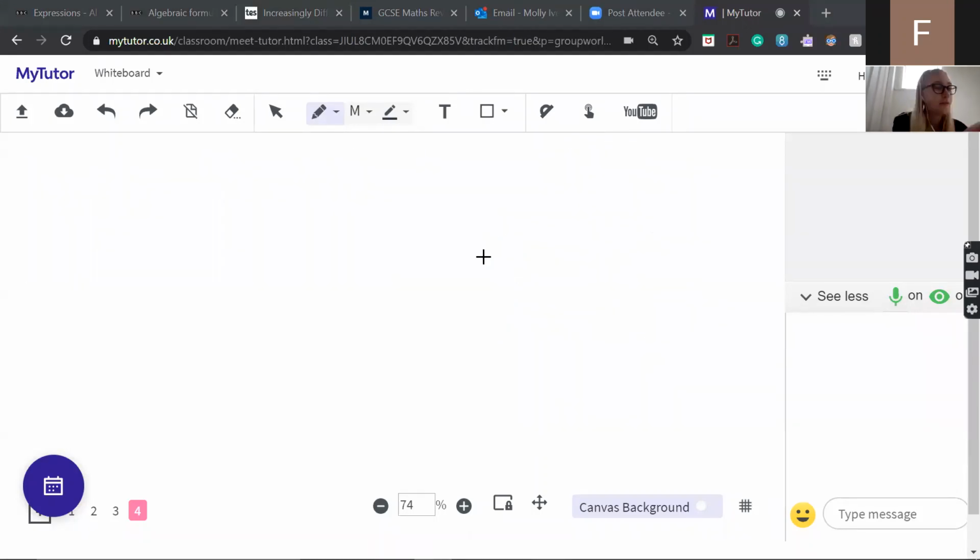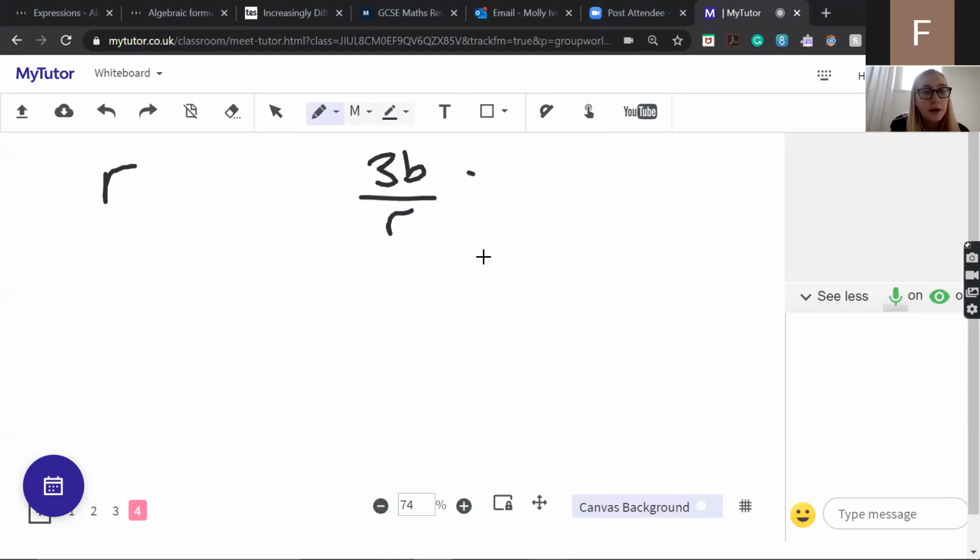Okay, let's have a go at another one. Let's say we want to make R the subject of 3B over R equals S squared. With this one, it's a bit trickier because we're going to have to do a couple of steps. There's nothing we can do in one step to just get rid of the 3B because the R is currently on the bottom of the fraction. So what we're going to do first of all is pop that R up to the top so that we can get it by itself.